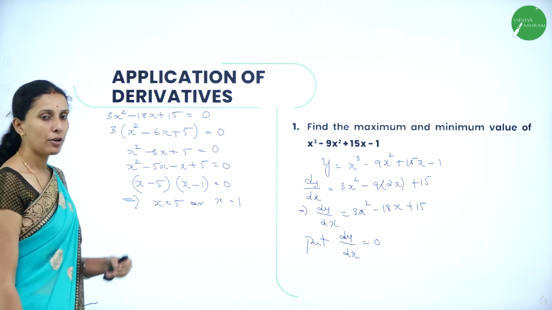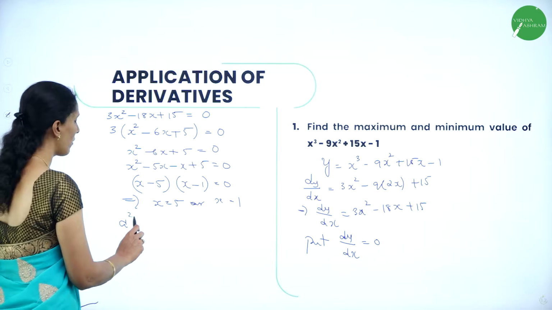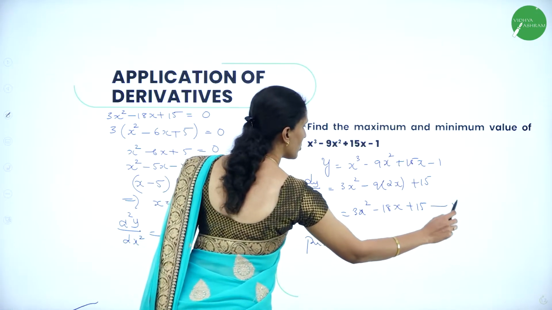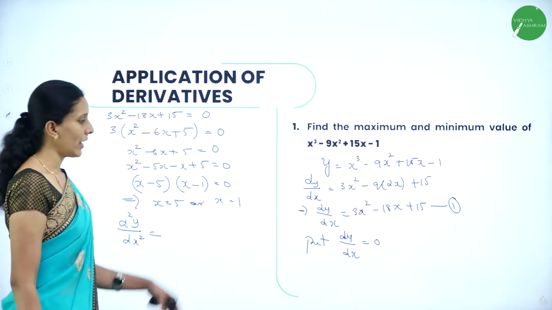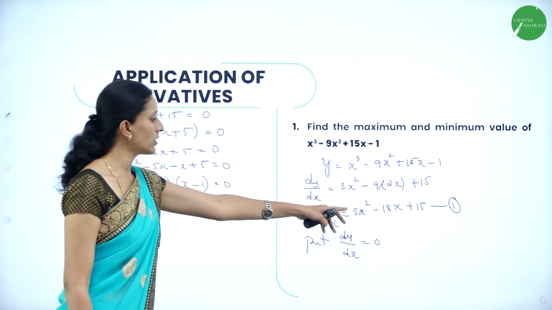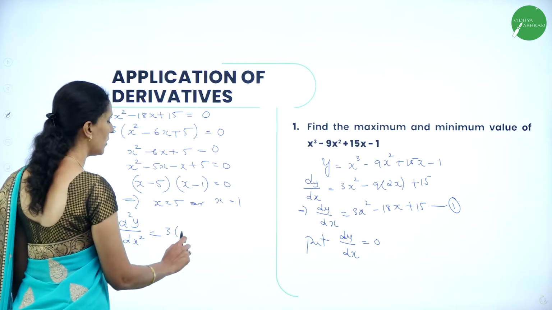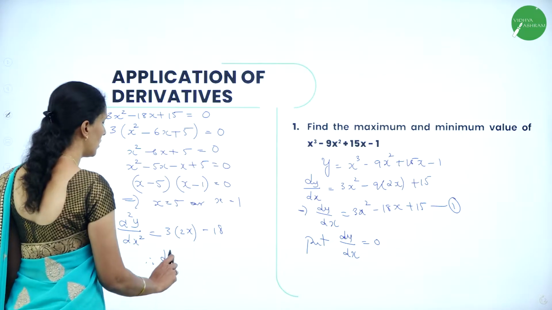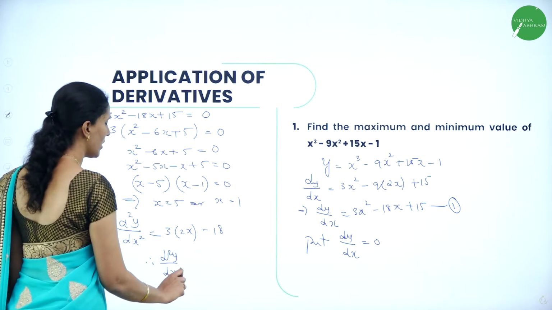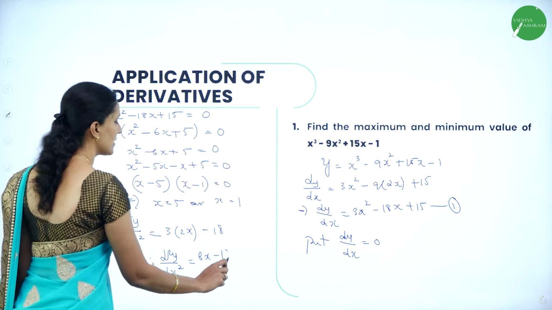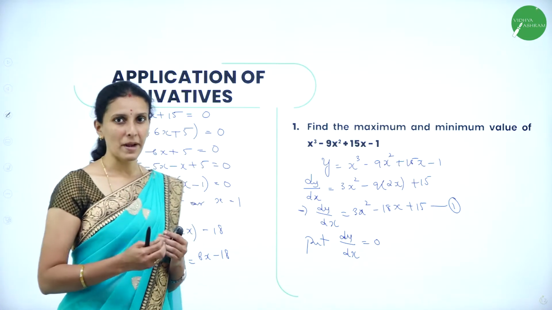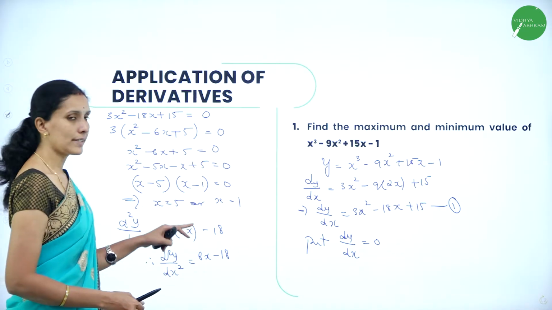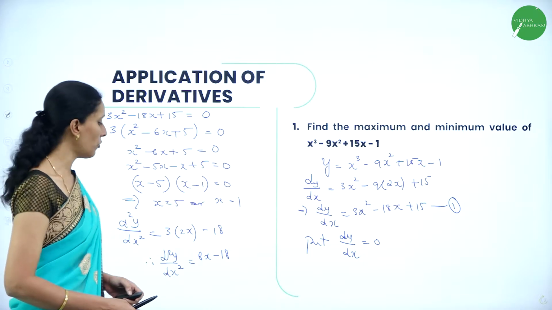So let's find the second order derivative, that is d square y by dx square. Take this equation as 1 now. Derive it again, you will get the second order derivative. So it is 3 into 2x minus 18. Therefore, d square y by dx square is equal to 6x minus 18. Now find the value of d square y by dx square at point x is equal to 1 and at point x is equal to 5.